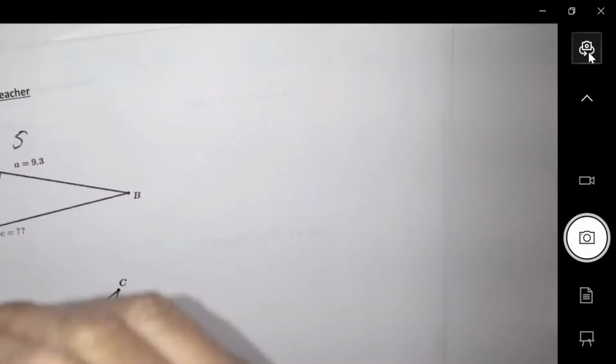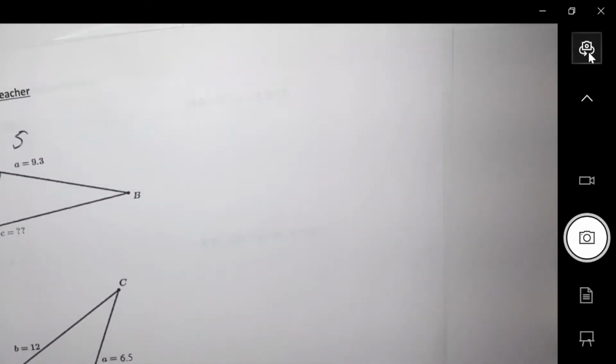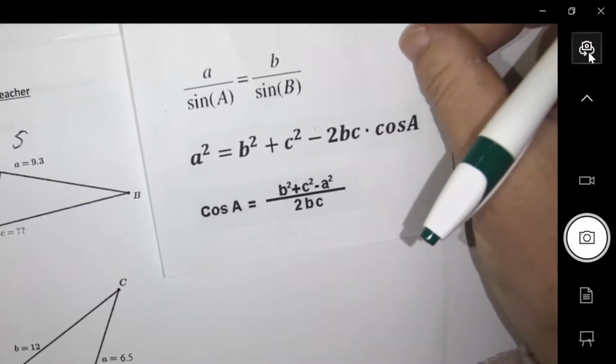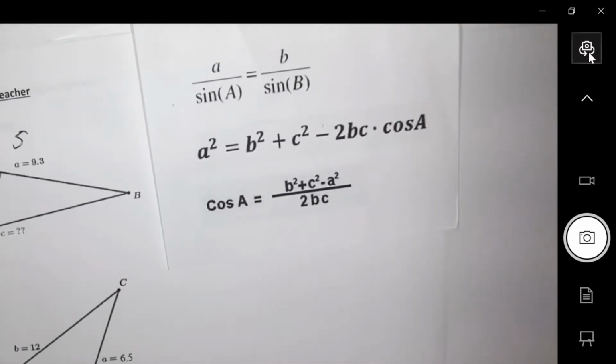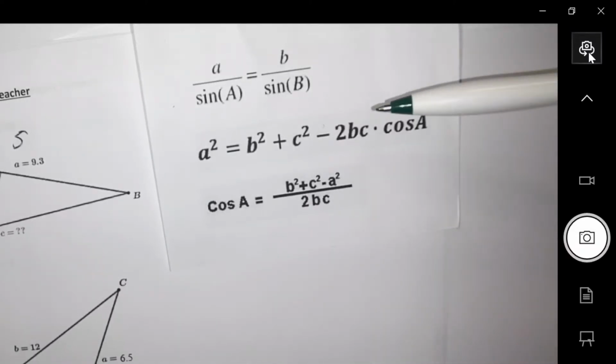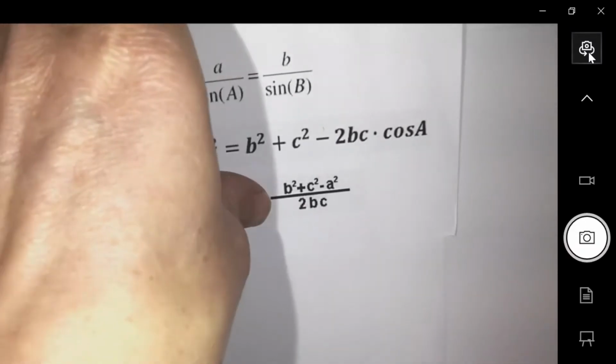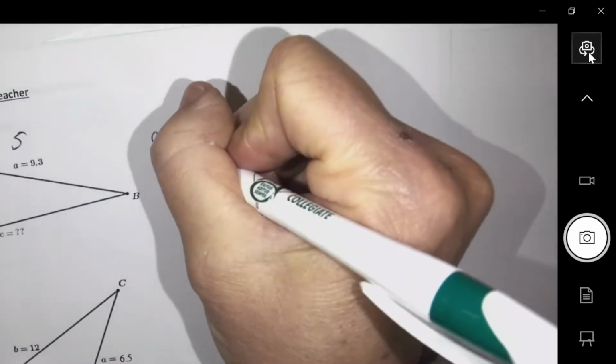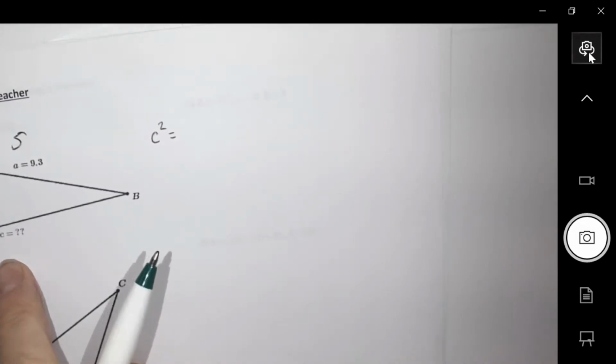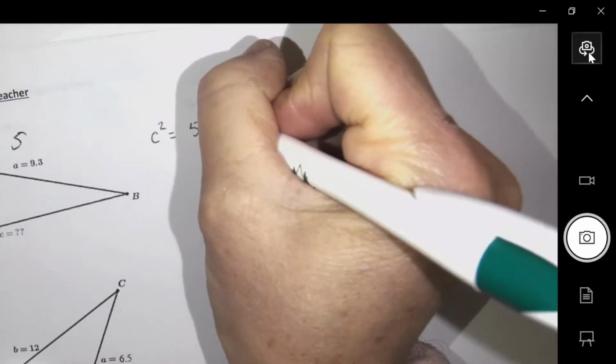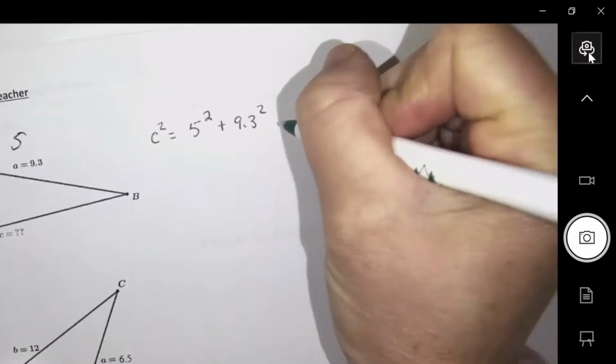So have your formula sheet beside you so that you remember which formulas to look for. I'm finding a side length with cosine law. So which one is it? 1, 2, or 3? First, second, or third formula on my sheet here? This is the middle one, yeah. So I'm just going to call it c squared because it's a side c. C squared equals 5 squared plus 9.3 squared.